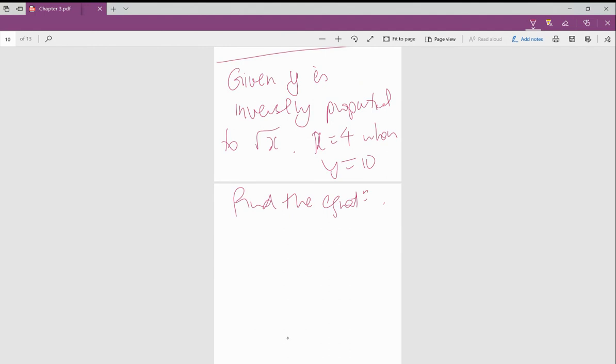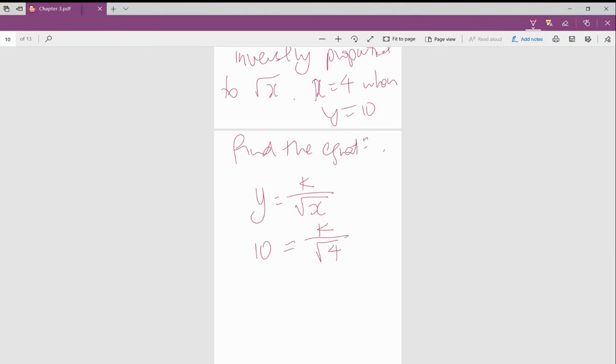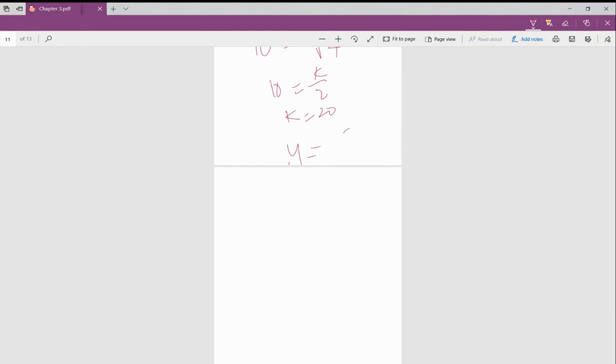Okay, I'm going to give you the answer. y is inversely proportional to square root of x. x is 4 when y is 10. So let me repeat, k over square root of 4. Now this square root is given to you, so you don't put plus minus. You only put plus minus when you write the square root by yourself. So in this case 10 is k over 2, k is actually 20, and the equation is y is 20 over square root of x. That's the answer. Okay, good. That covers the basics of chapter 3.